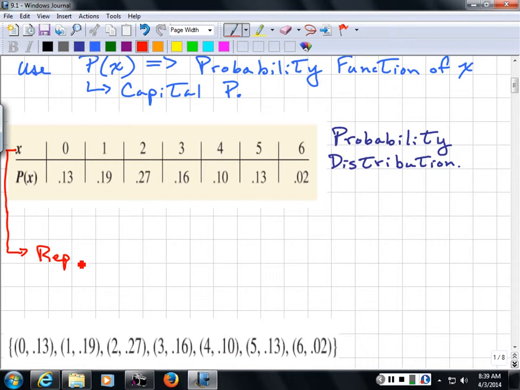Not yet. How are they getting the 0 and the P of x? We haven't discussed that yet. This is just a probability distribution. It's just one that we picked out of the book at random. X represents the event, and P of x is going to represent the probability that the event occurs.